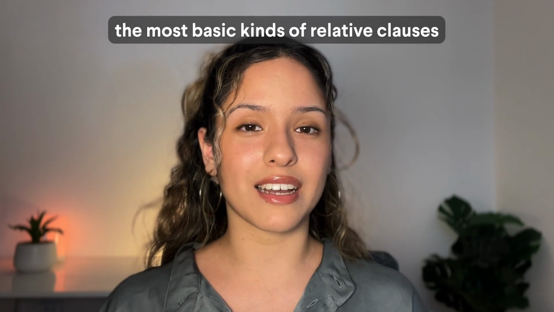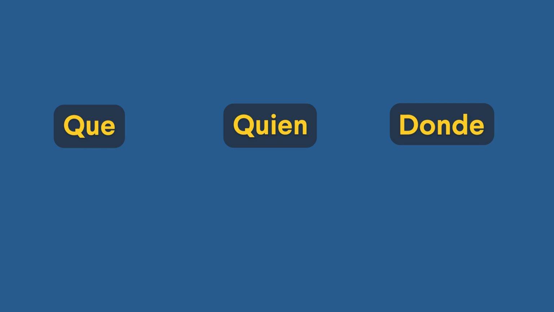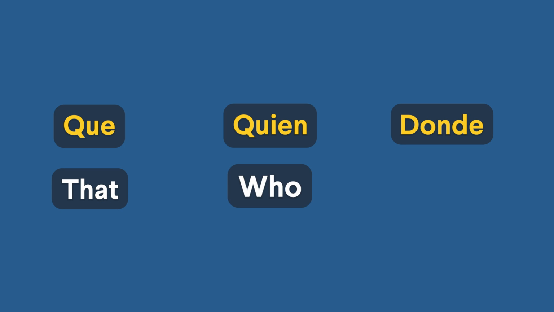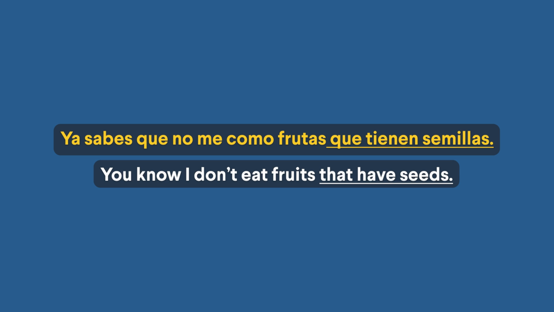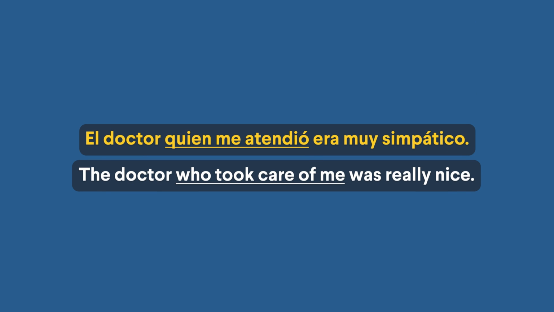But before we get into all the specifics, let's talk about the most basic kinds of relative clauses that you can use to describe people, places, and things. These are all just one word each. ¿Qué? ¿Quién? ¿Dónde? These mean that, who, and where. For example, que: Ya sabes que no me como frutas que tienen semillas. You know I don't eat fruits that have seeds. Quien: El doctor quien me atendió era muy simpático. The doctor who took care of me was really nice.